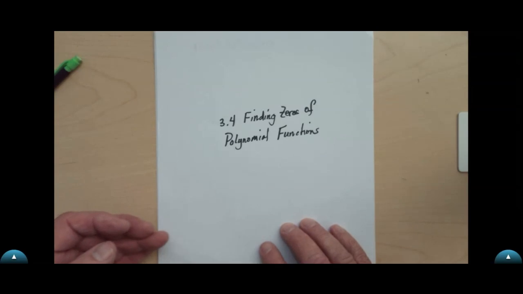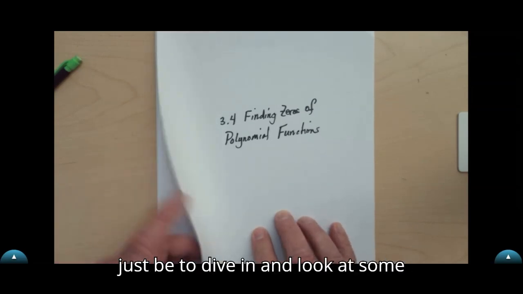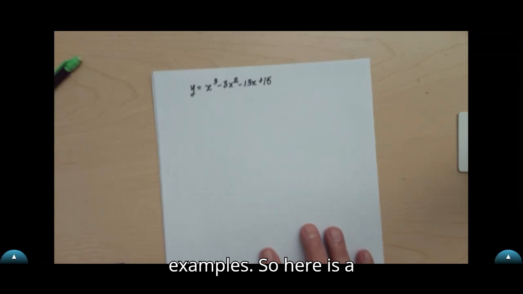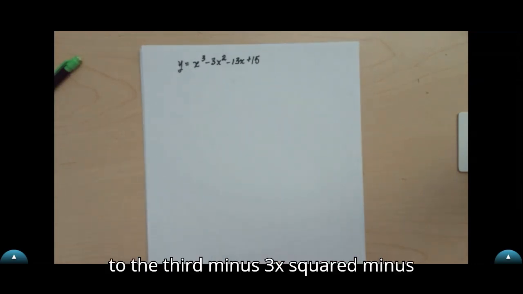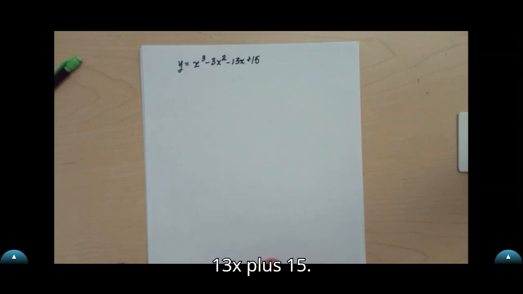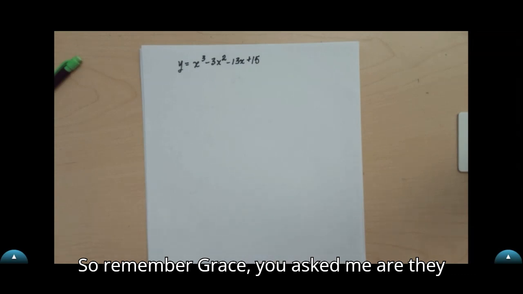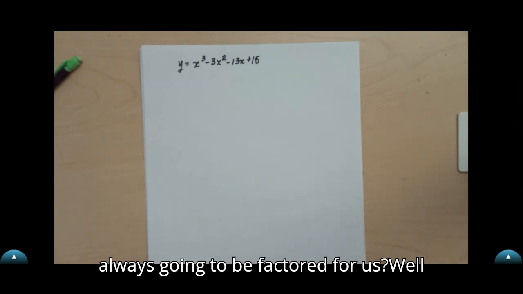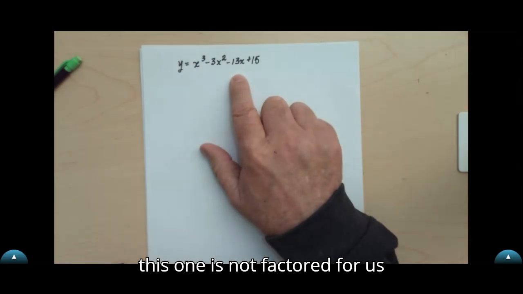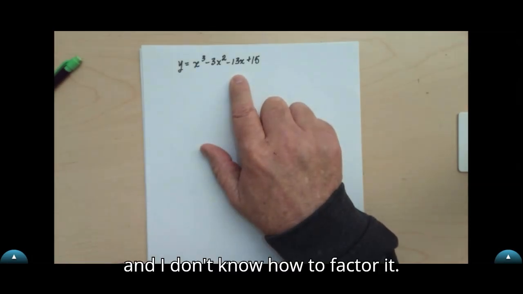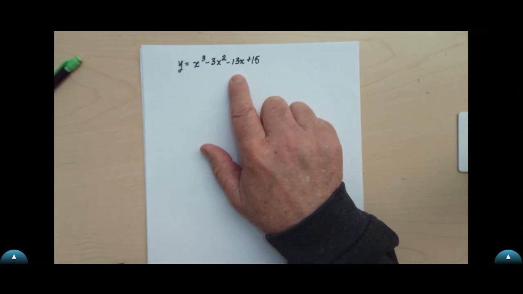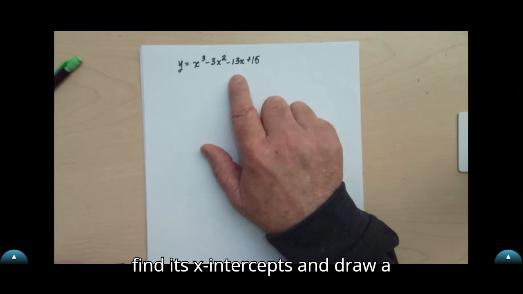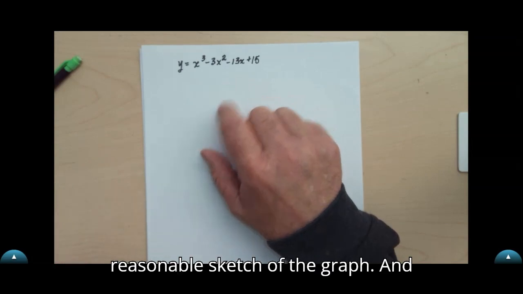Okay, so I think the best way to do this might just be to dive in and look at some examples. So here is a function, y equals x to the third minus 3x squared minus 13x plus 15. So remember, Grace, you asked me, are they always going to be factored for us? Well, this one is not factored for us, and I don't know how to factor it. And so the question is, can we still find its x-intercepts and draw a reasonable sketch of the graph?